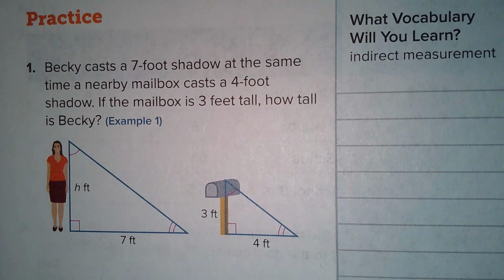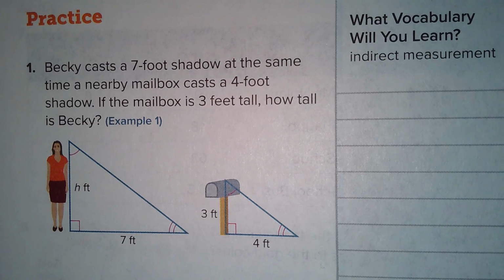Today's topic is using indirect measurements to find the missing lengths of similar triangles. So, in our example that we're going to practice, it says that Becky cast a 7-foot shadow at the same time a nearby mailbox cast a 4-foot shadow. If the mailbox is 3 feet tall, how tall is Becky?